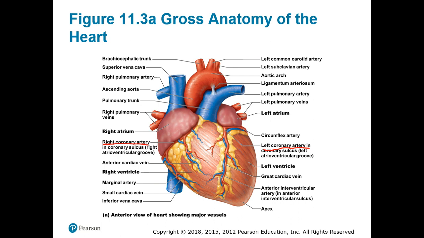And then in the blue, these are going to be our cardiac veins. So we have our anterior cardiac vein. Over here, we have a small cardiac vein. Here we have the great cardiac vein, and they all empty into your coronary sinus, which will drain the heart of its blood and empty it back into that right atrium.